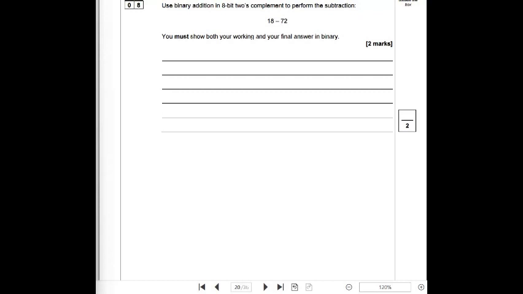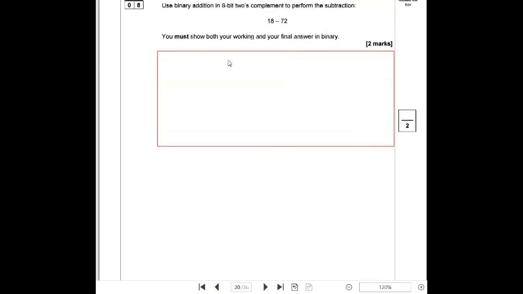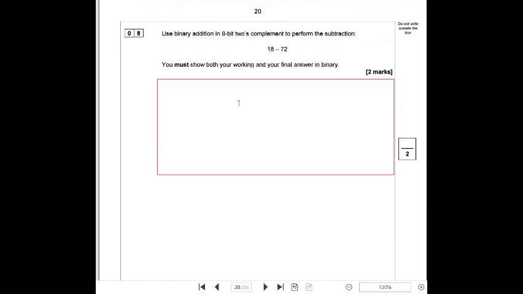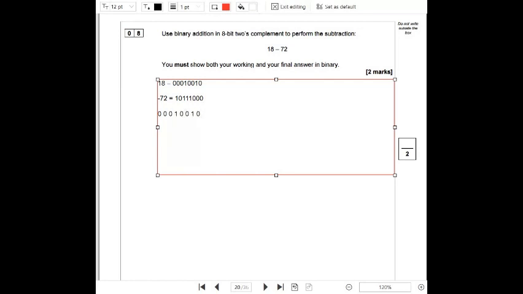Okay, here's a question that they got to ask. Using binary addition in 8 bits 2's complement, we need to perform the following subtraction: 18 minus 72. So we need to think, 18 in binary is 00010010. Minus 72, this is going to be signed: 10111000. So what we need to do is take those away. So 18 is 00010010, take away 10111000.